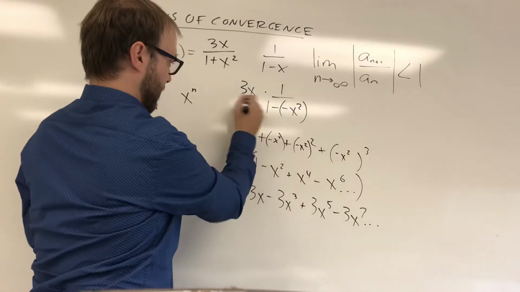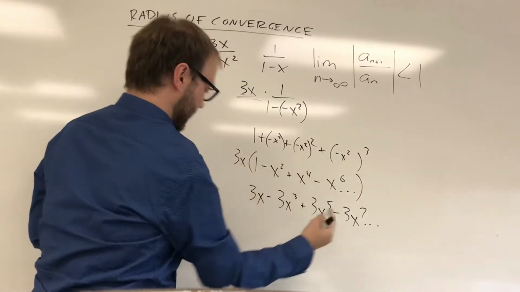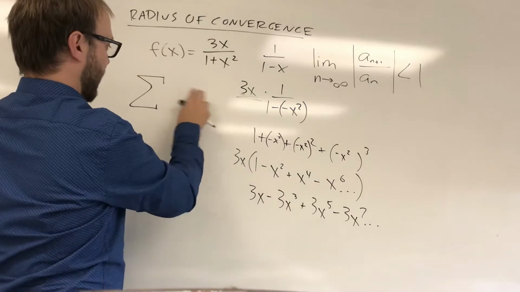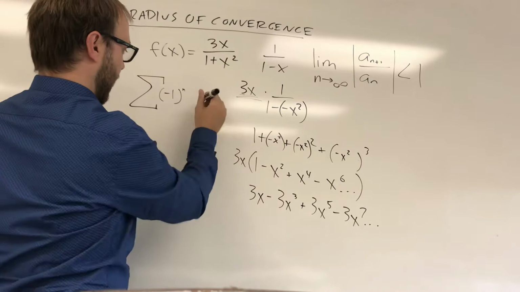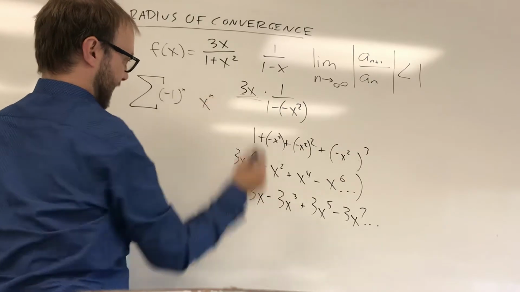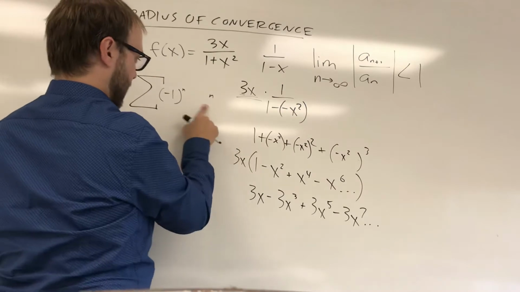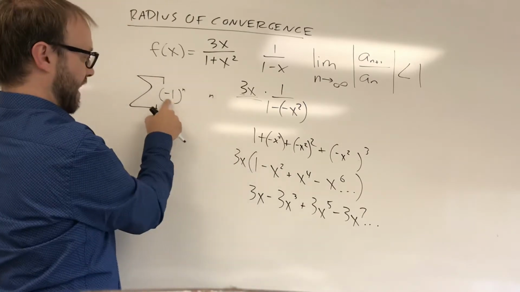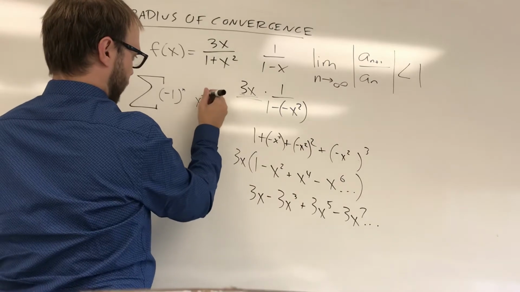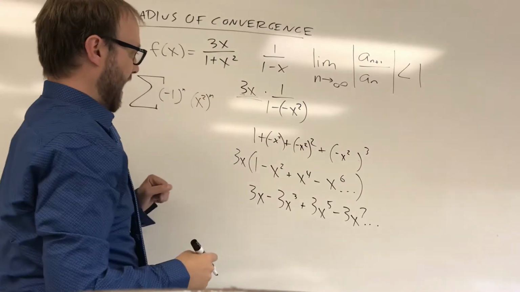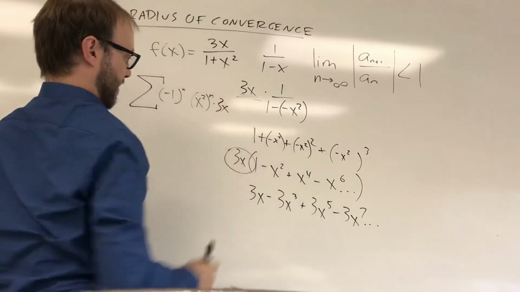Well, each term is getting multiplied by 3x. It's going to be an alternating series. So to be an alternating series, I'm going to need a negative 1 to the n. Normally it would be x to the n, but in place of x, we've substituted a negative x squared. So now I took care of the negative here, but it's going to be an x squared to the n. And then each of the terms is being multiplied by 3x. So we're going to have an extra 3x here.